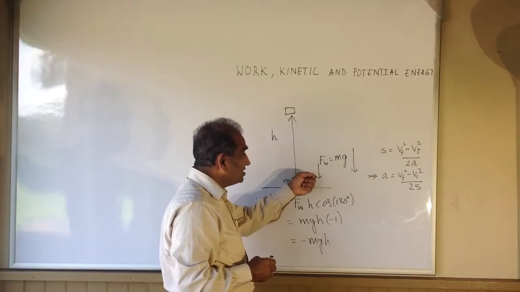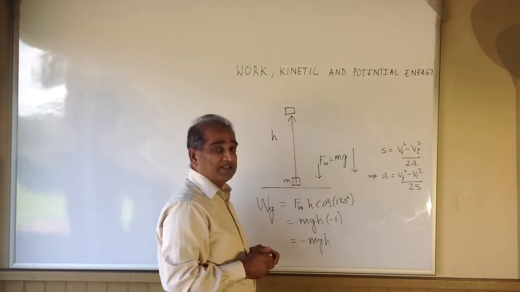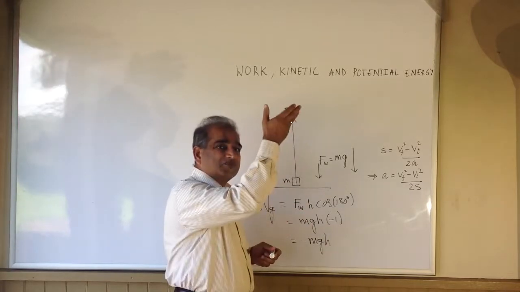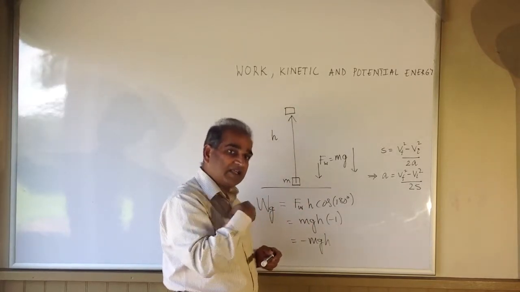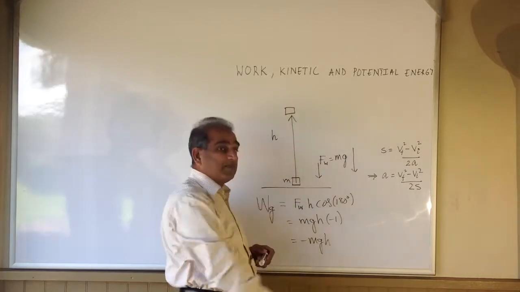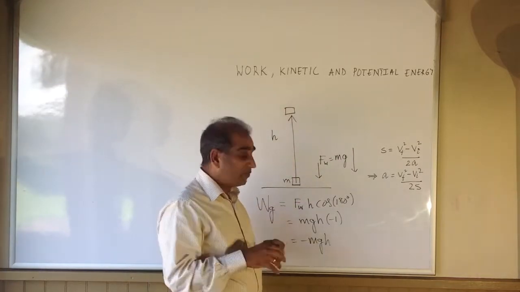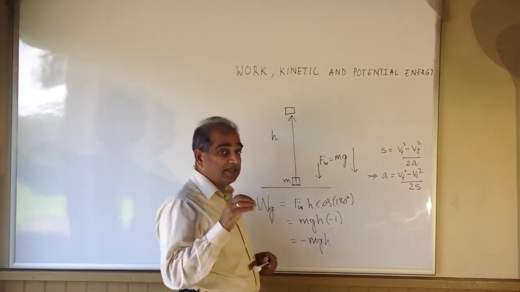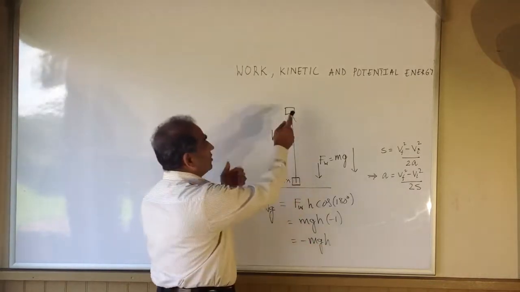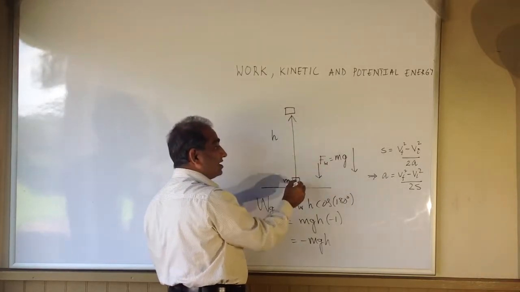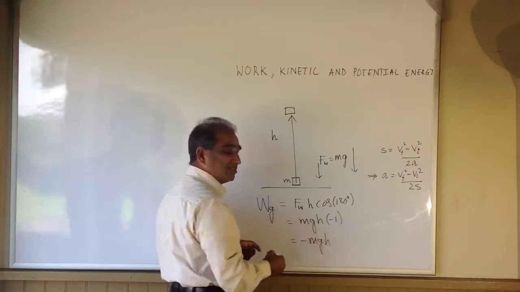But if the force is in this direction, why did the body move in this direction? The body did not move, we moved it. So we applied another force. So work done by us will be the force you apply times the displacement. But work done by gravity will be minus mgh, with a negative sign, indicating that if you shift a body to this position and leave it there, the body comes down by itself because it has a potential energy.